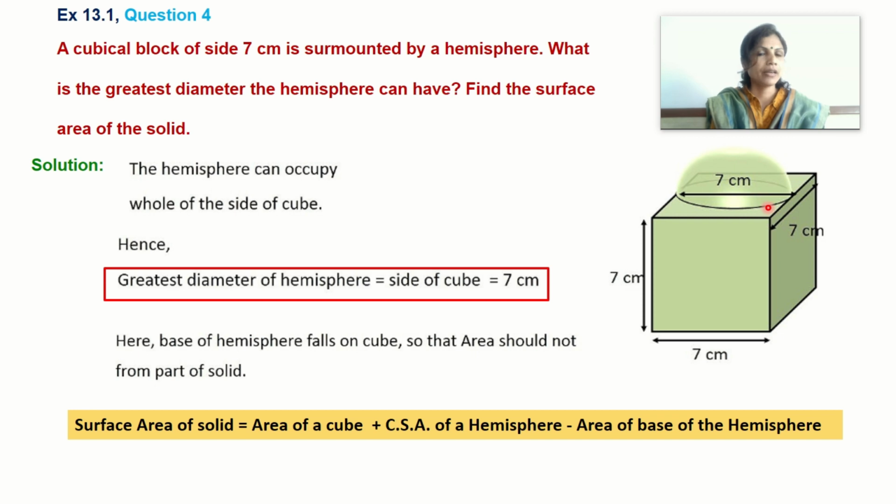So the figure you can just make out like how the figure is drawn. The side of the cube is given to us as 7 cm. Next we are asked, what is the greatest diameter for the hemisphere? Now the hemisphere can occupy whole of the side of the cube. If you see the arrangement, we can say that the greatest diameter of the hemisphere is equal to the side of the cube, and the side of the cube is 7 cm.